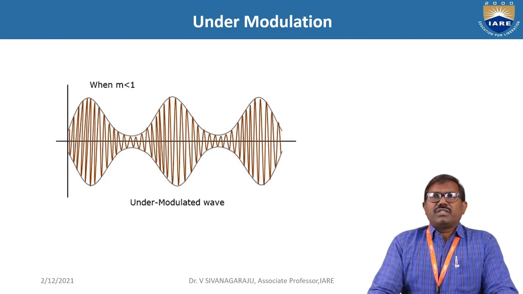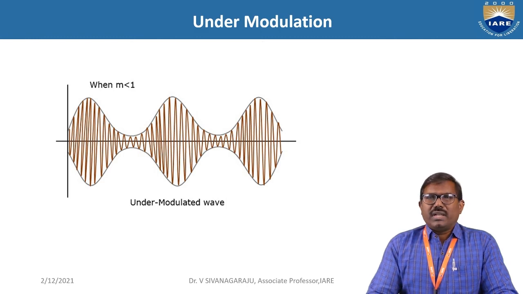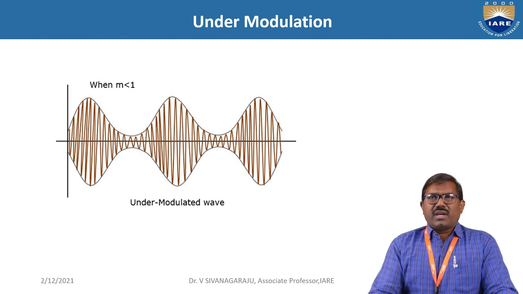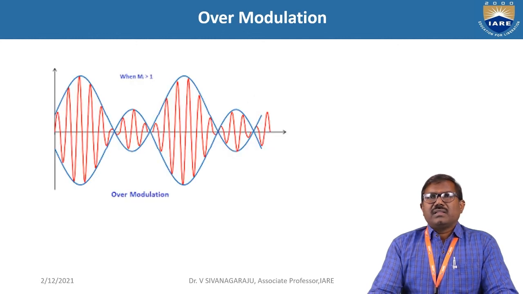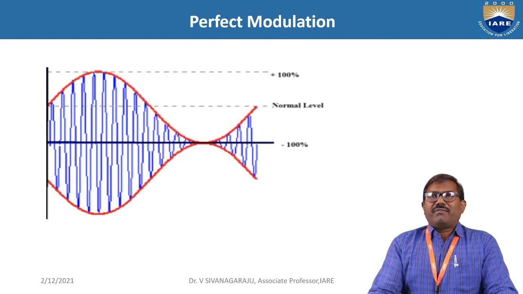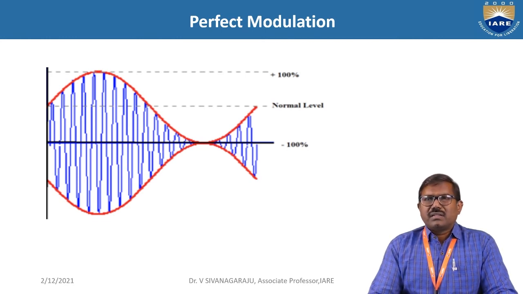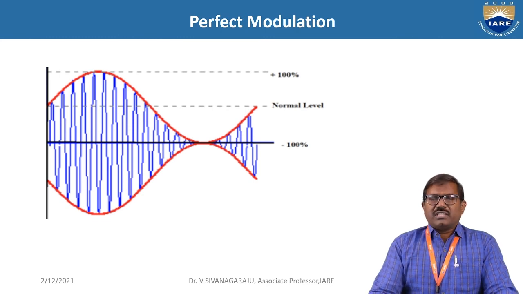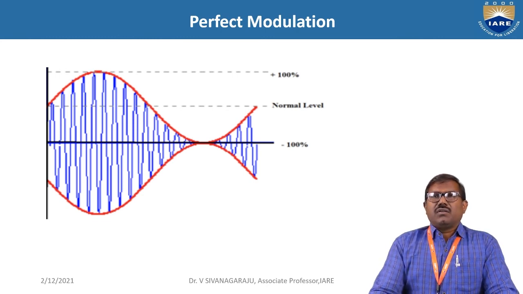So under modulation, if mu less than 1, we can call it under modulated. So an under modulated signal is like that. When mu greater than 1, you can call it over modulated. So an over modulated signal is like that. And perfect modulation, that is mu equal to 1, then you get a perfect modulation amplitude signal. So our duty is that mu must be equal to 1.